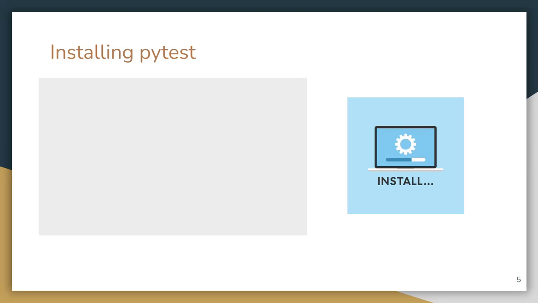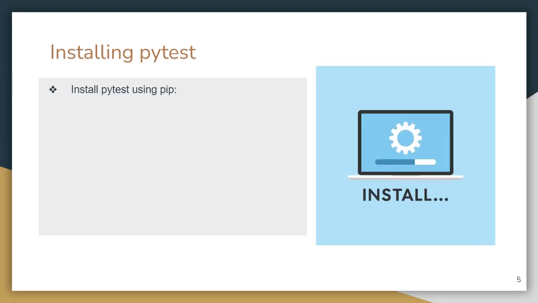Installing pytest. How to install pytest? Pytest is not a part of the Python package. You need to install it in your system. To install pytest using pip, you need to write a command in your command prompt or cmd: type pip space install pytest, and then the download will go on. After downloading and installing, you can use pytest.